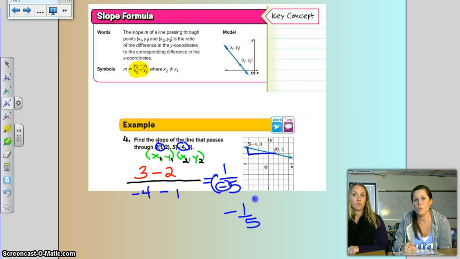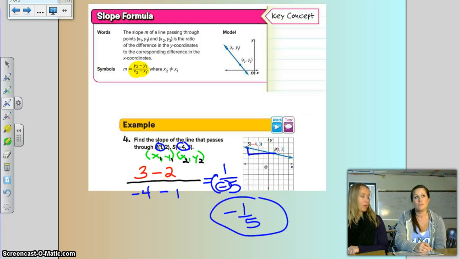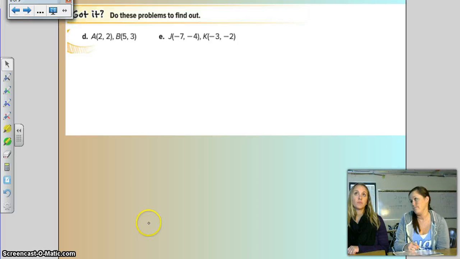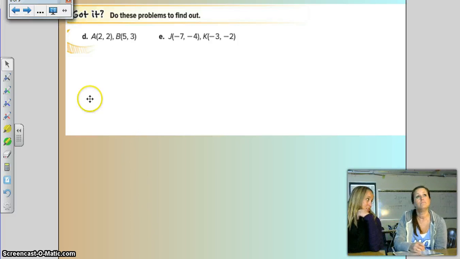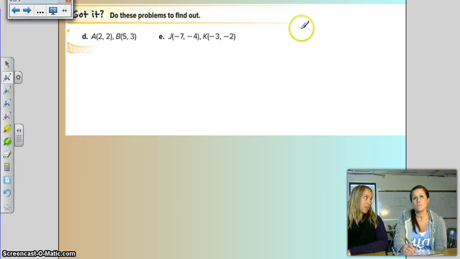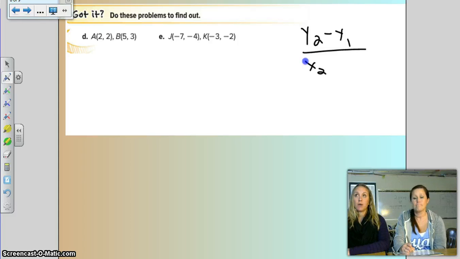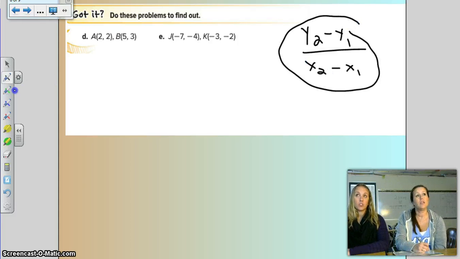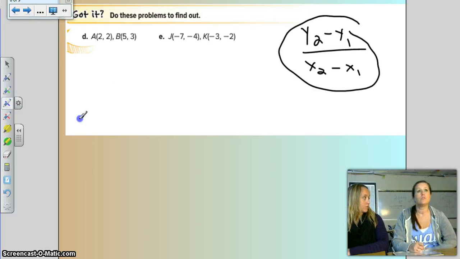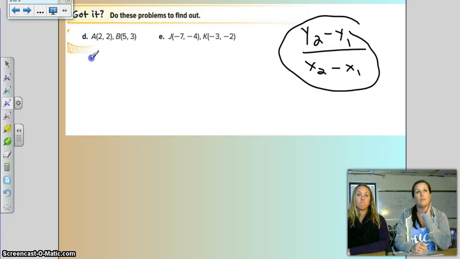Remember, this graph is going to go away in a minute, and you're only going to have points. So I would probably rewrite the equation, because I like to rewrite that again and again to make sure I know what it is. So it's y2 minus y1 over x2 minus x1. We start with our second y value. I'm going to start with b. The y value is 3.